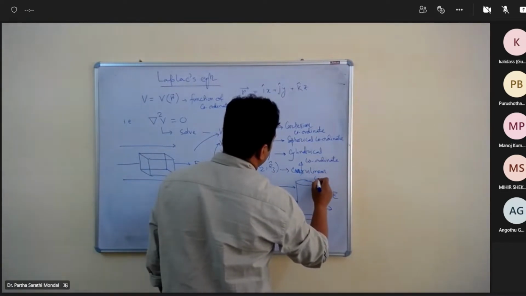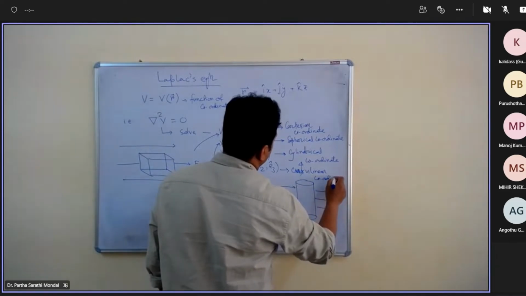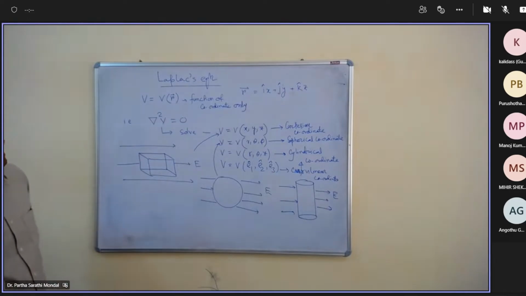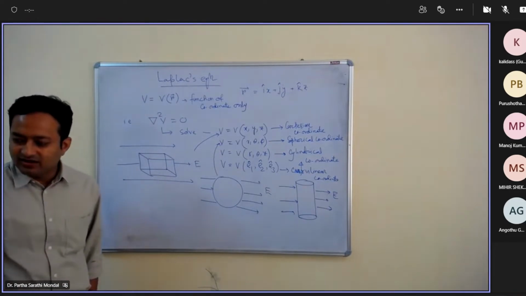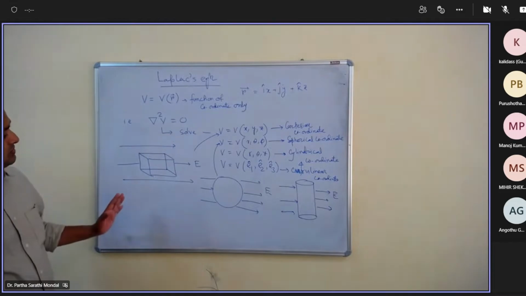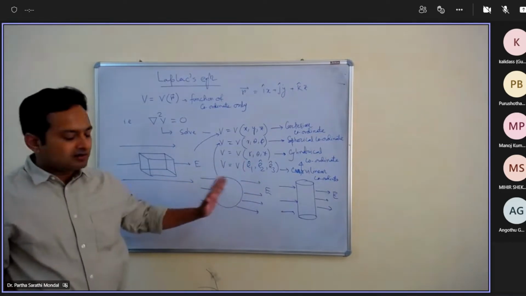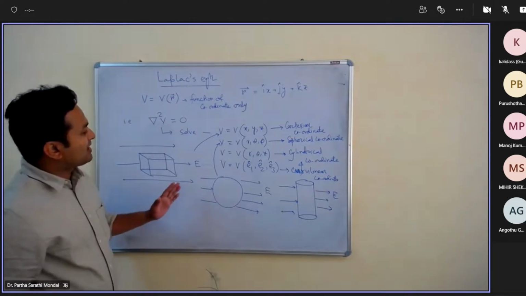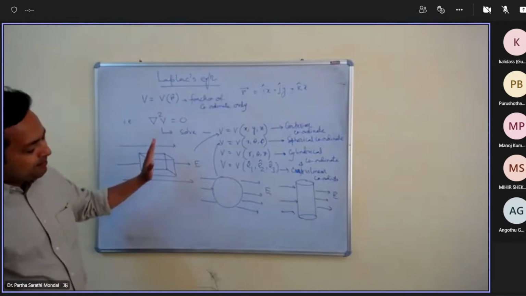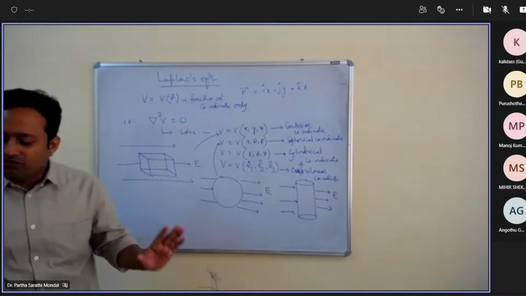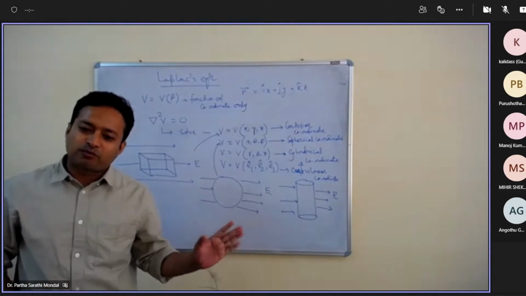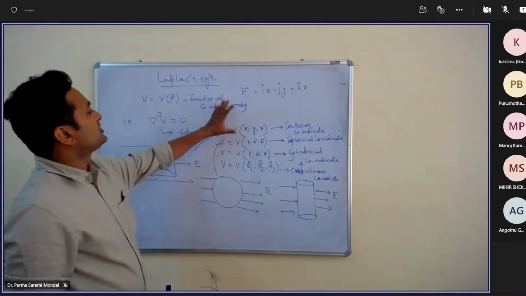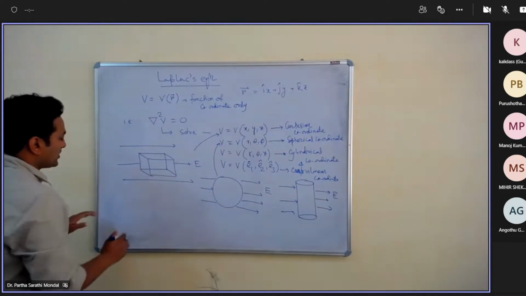Curvilinear coordinate means its 3 axes are curved, not straight lines. I am not going to teach all of this here, but you should know what branches come out from here. This Laplace equation is not only true for electric potential, it is also true for any function which is a function of coordinates only.